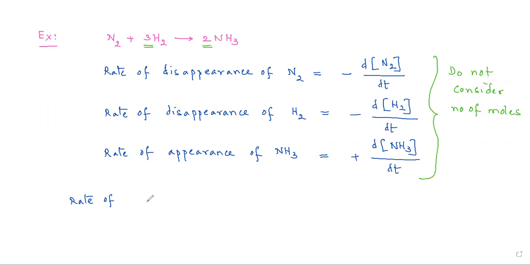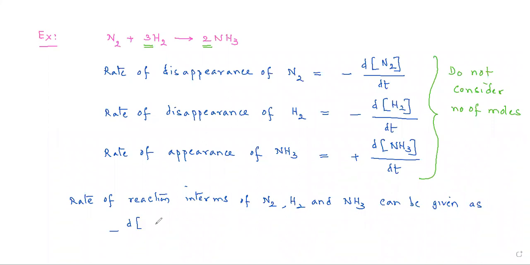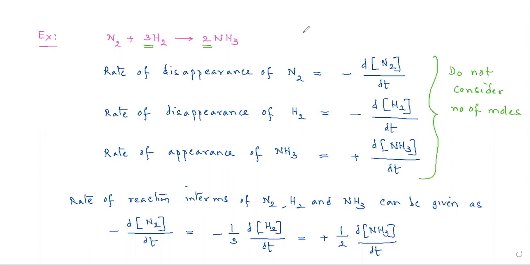Now, the rate of reaction in terms of N2, H2 and ammonia can be given as, right, minus d[N2]/dt, that is equal to minus 1 by 3 d[H2]/dt, that is equal to plus 1 by 2 d[NH3]/dt. Now let us check all the things.